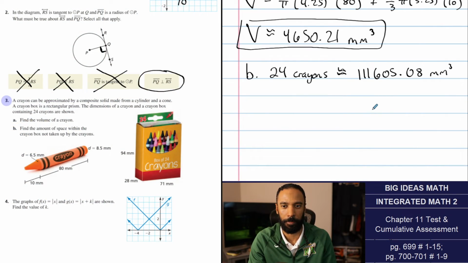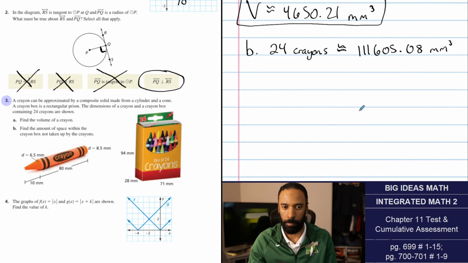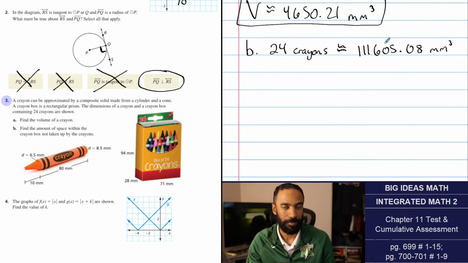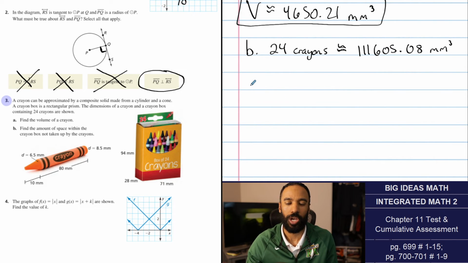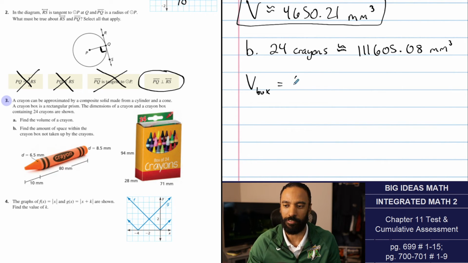24 crayons has that much volume. Let's find the volume of the rectangular prism that is the crayon box, which should be more than this, right, to account for empty spaces overall. So the volume of the box, it's a rectangular prism. We do area of base times height.